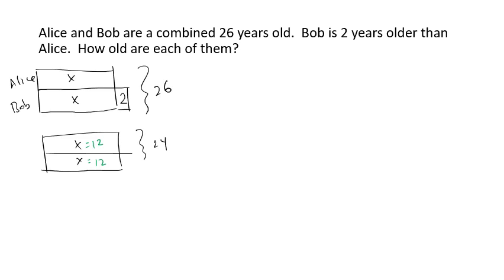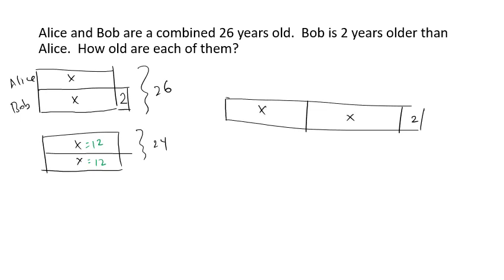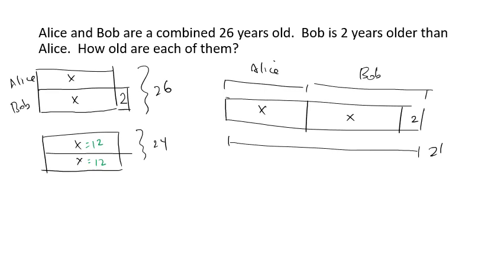So this is one way, using the x and the x plus 2 stacked vertically. We could also do it horizontally, which is maybe a little bit more in line with what we saw in the previous example. So I'm going to put my 2 here. This splits into x and x. I can see this is Alice's age. I can see this is Bob's age. So Alice is x, Bob is x plus 2, and now I know this whole length is 26 years.